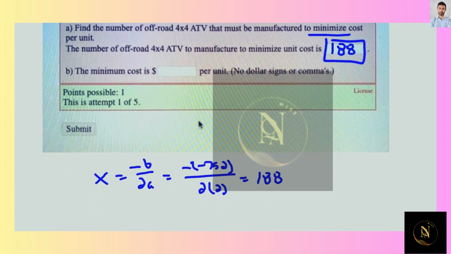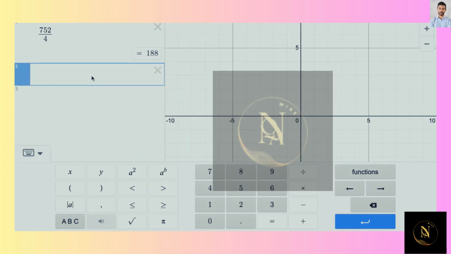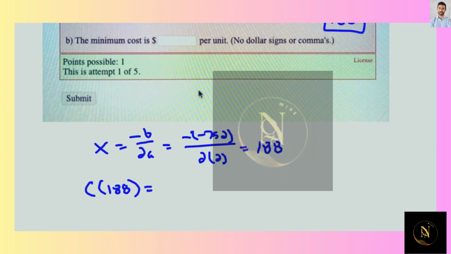And the minimum cost would be C of 188, which, let's go to a calculator here. It would be 2 times 188 squared minus 752 times 188 plus 72,568. And so that comes out to 1880. The minimum cost is $1,880 per unit.